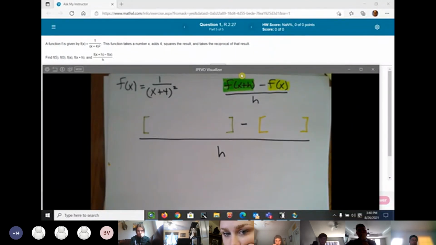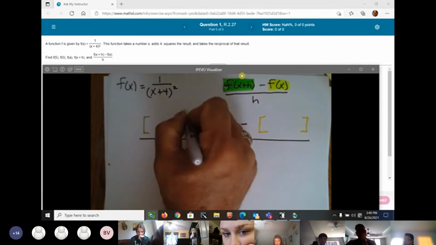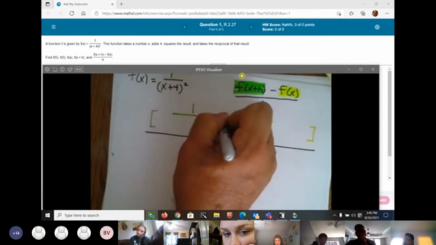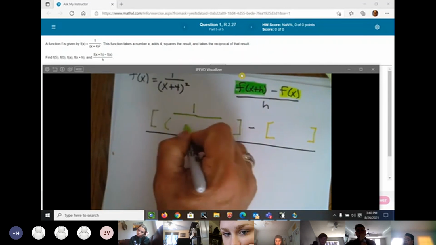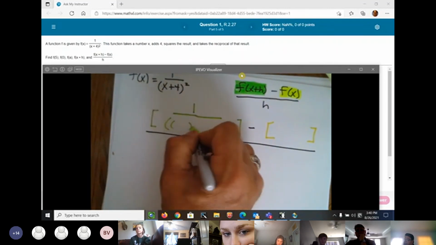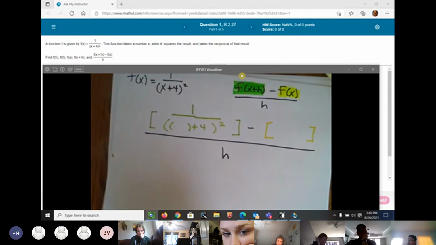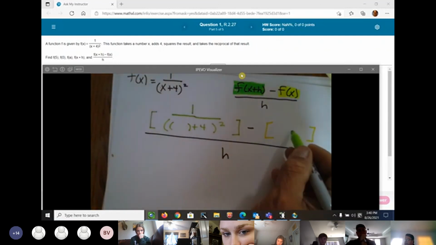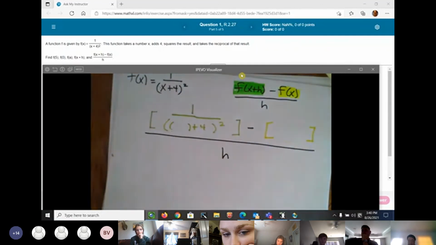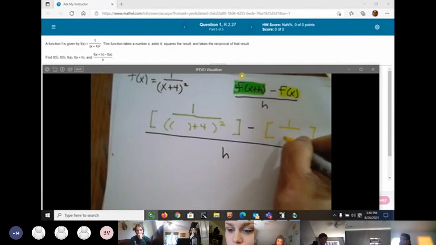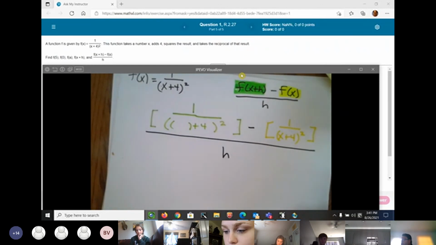And I'm not going to do the problem. I'm just going to start it off. Over here, I'm going to put 1 over (x + 4) quantity squared. And here, I'm just going to put in the f of x, which is 1 over (x + 4) quantity squared.